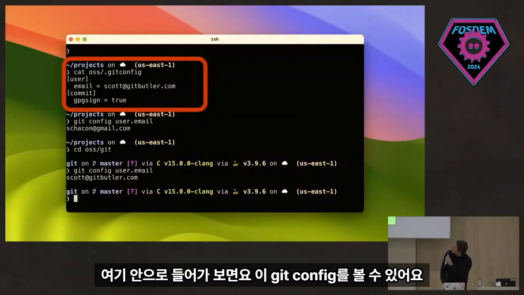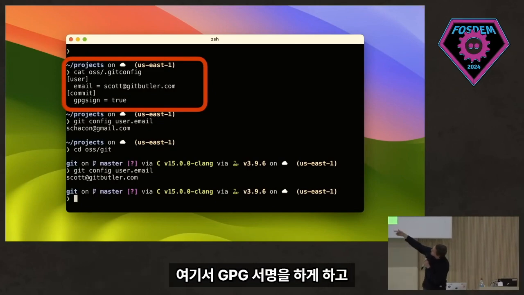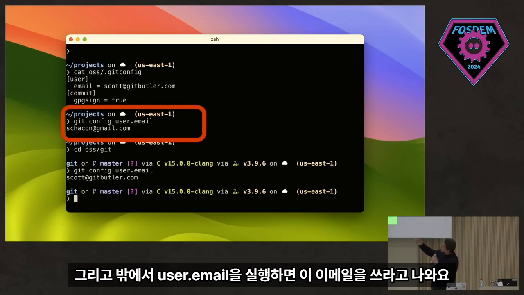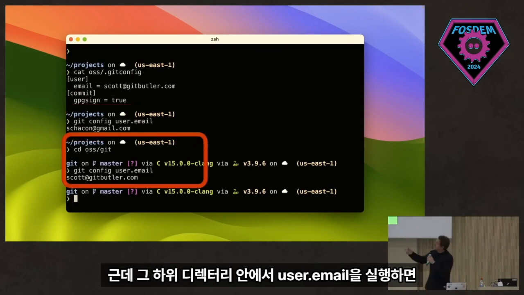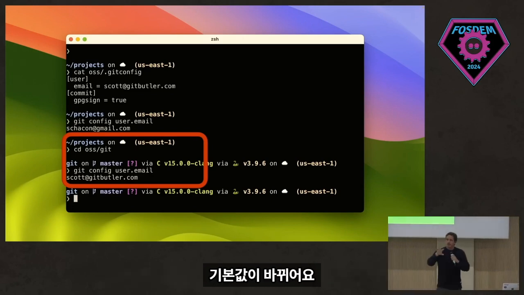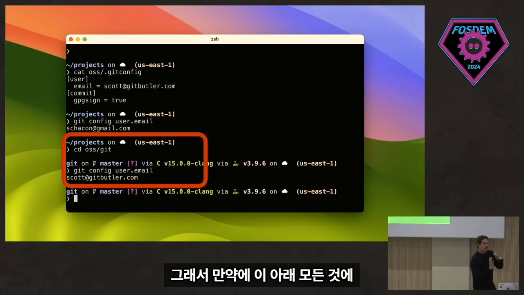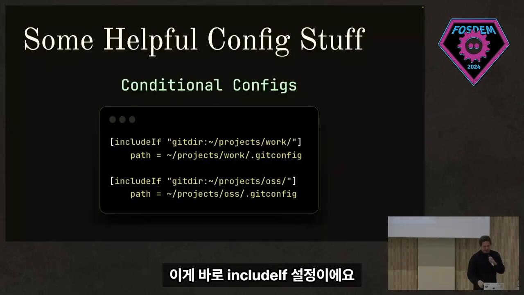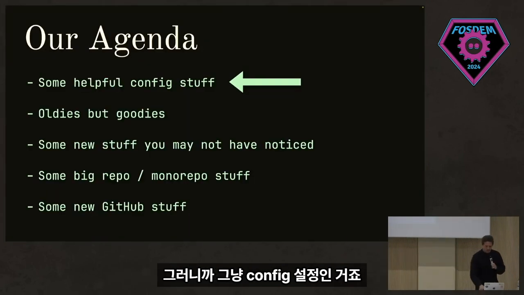So if we go in here and we look at this git config, I'm saying, let's GPG sign stuff and use my GitButler email address. And if I run user.email outside of that, it says here's the email to use. If I run user.email inside of that subdirectory, then it changes the default, right? So if you want to have all the stuff that applies to everything underneath this, then go ahead and do that. So that's the include if stuff. OK, so just the config stuff.